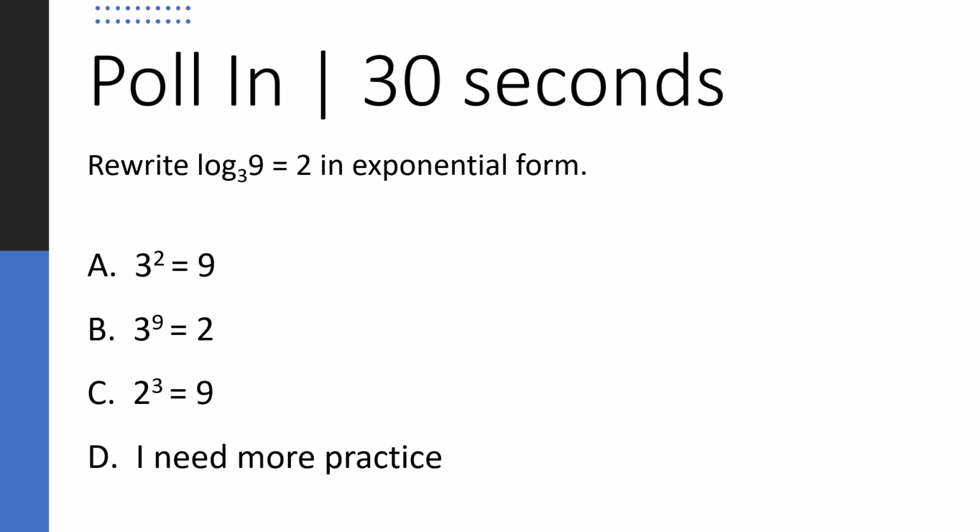Use your circle trick. All right, we're going to rewrite log base 3 of 9 equals 2 in exponential form. So start with the base: 3 squared equal 9. 3 squared equal 9, right here. The answer is A. And if you check the others, these aren't equivalent. 3 to the 9th is not 2, and 2 to the 3rd is not 9. 3 squared is 9.